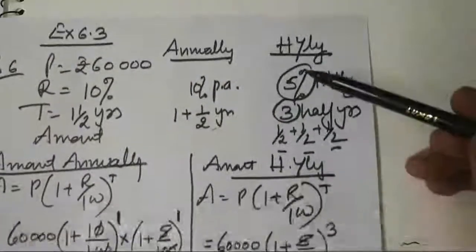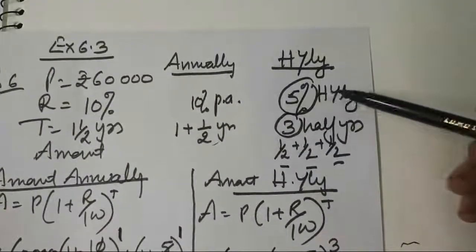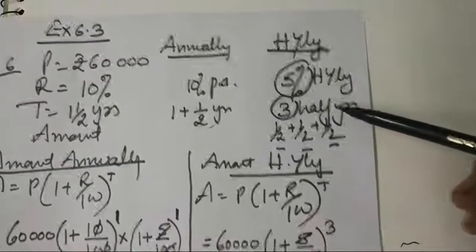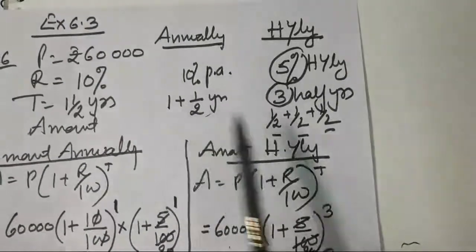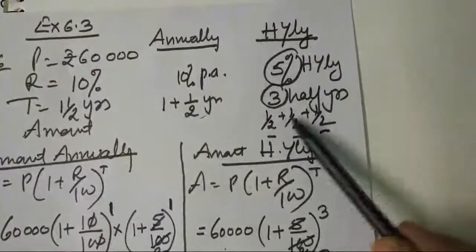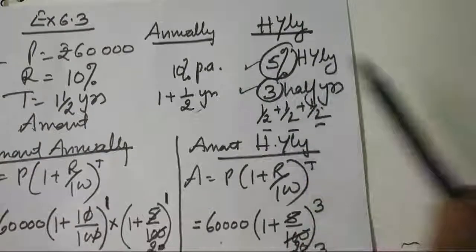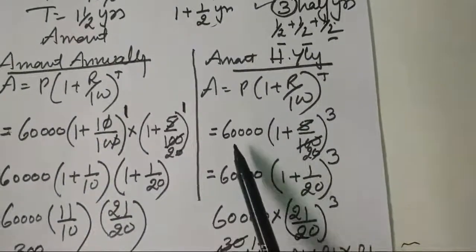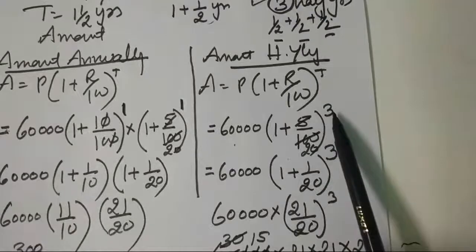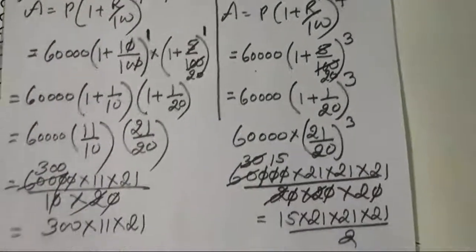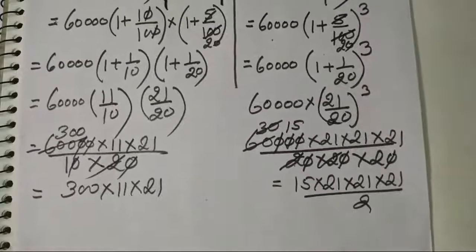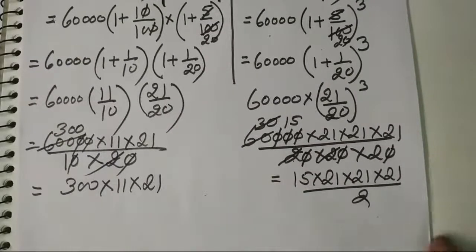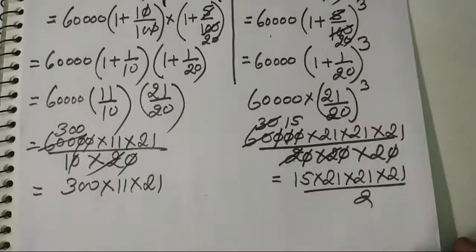For half yearly you will write the interest is 5% for half year, and there are 3 half years. 1.5 means half, half, half. So 3 half years are there, so you will use these two numbers in the calculation. So 60,000, 1 plus 5 upon 100 and power is 3. Now you will simplify. When you simplify, it will solve. You can watch the explanation once again to understand, and if you have doubt, you can type below the video for explanation, but I am sure you will be able to understand how it is done.